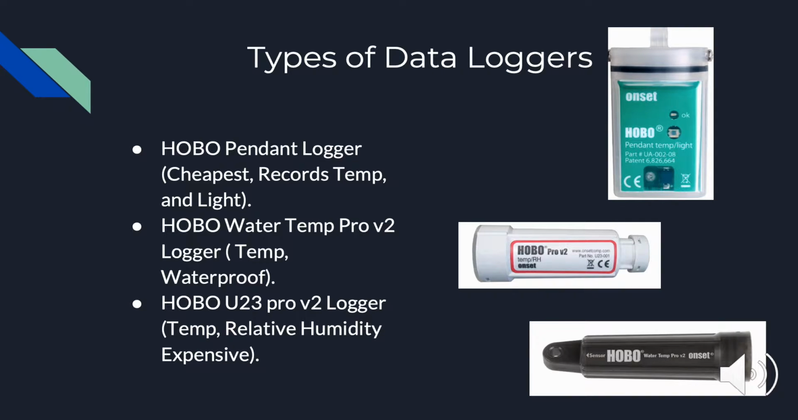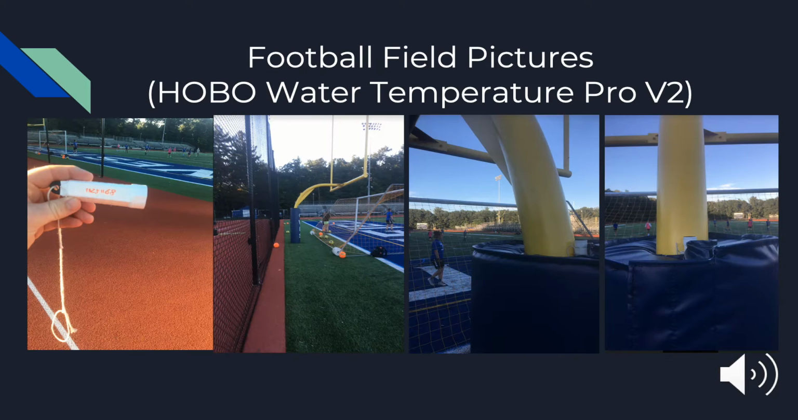We used three different types of data loggers. One was the Hobo Pendant logger. This is the cheapest, and it records temp and light. We also used the Hobo Water Temp Pro V2. This is a temperature logger that records temp and is also waterproof. I also used the Hobo U23 Pro V2 logger. This records temperature and relative humidity, and it is the most expensive, costing around $150.